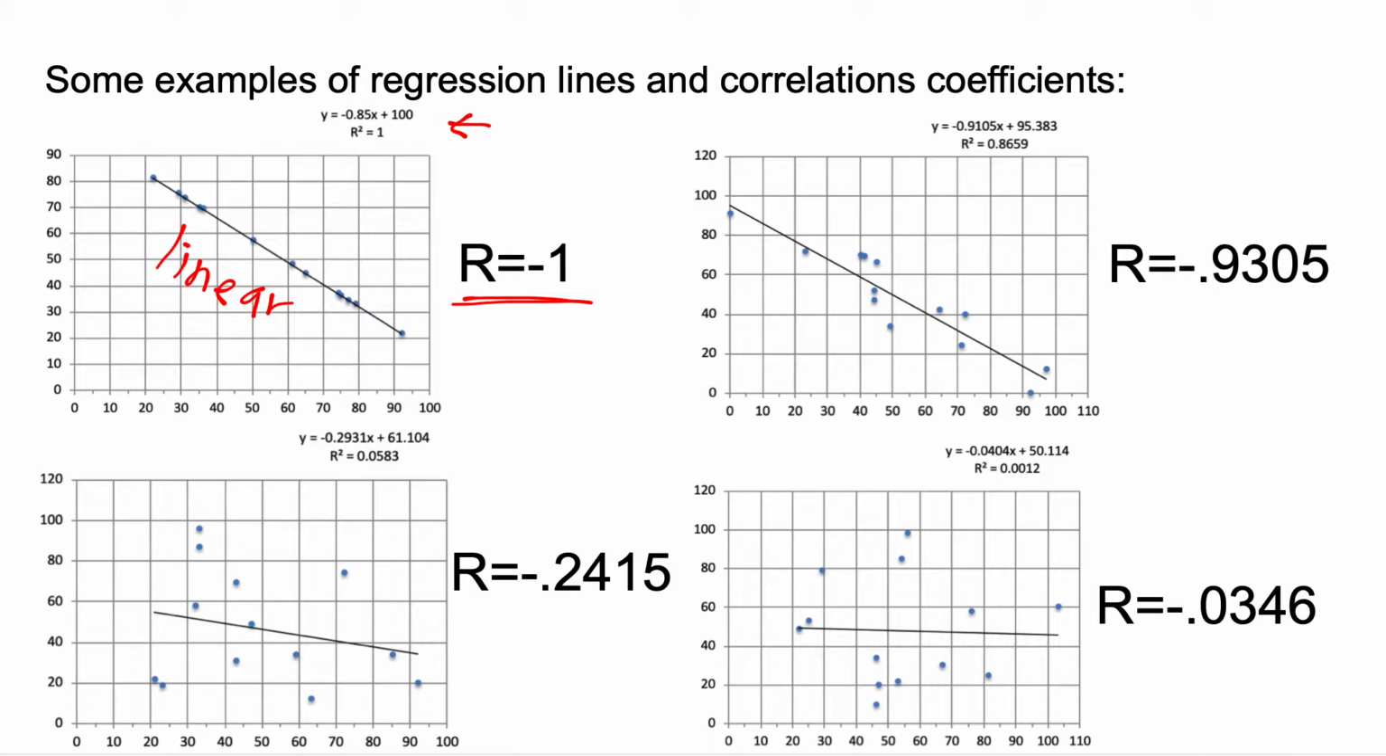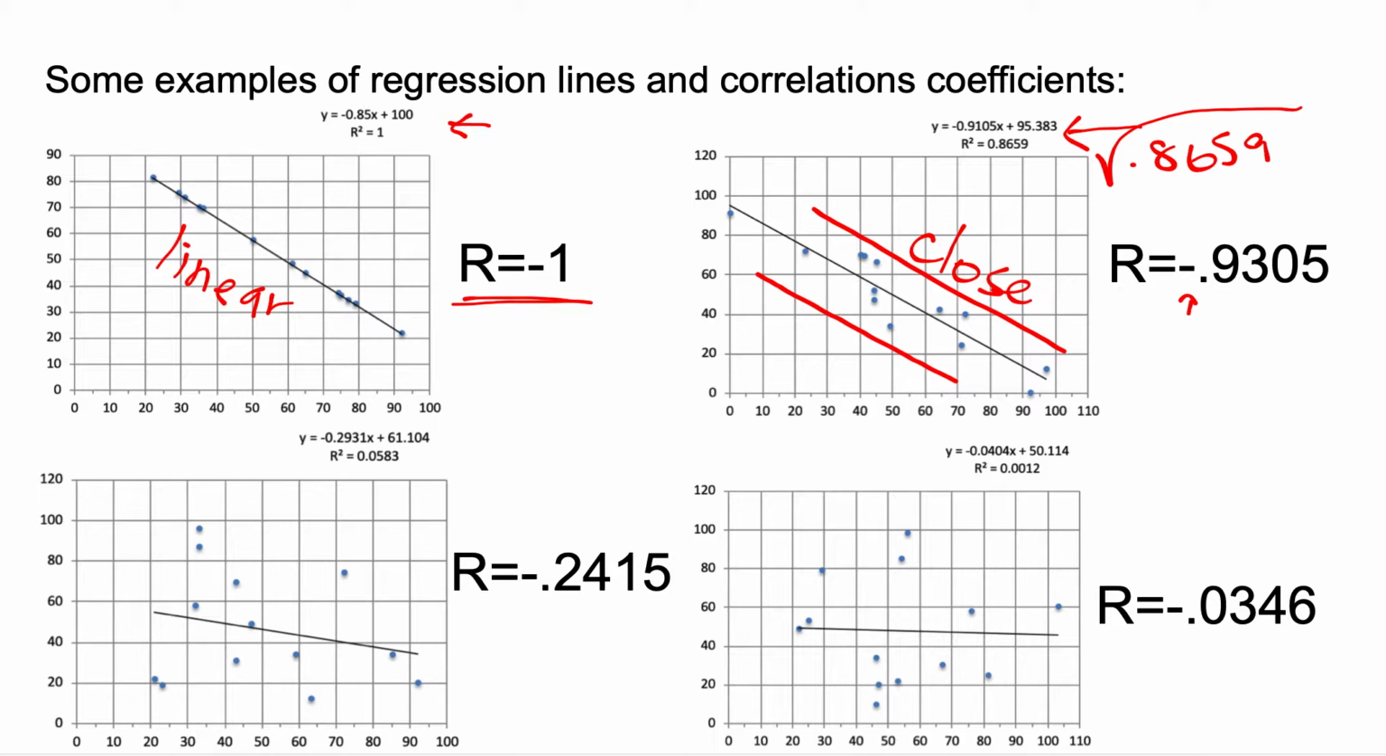So this one right here, Microsoft Excel spit out this equation with this r squared. We of course square root 0.8659 and we get the correlation coefficient of 0.9305, which is a really high correlation coefficient. So this is a really strong correlation with all of the points being very close to the line. And of course it's negative because it's a negative slope.